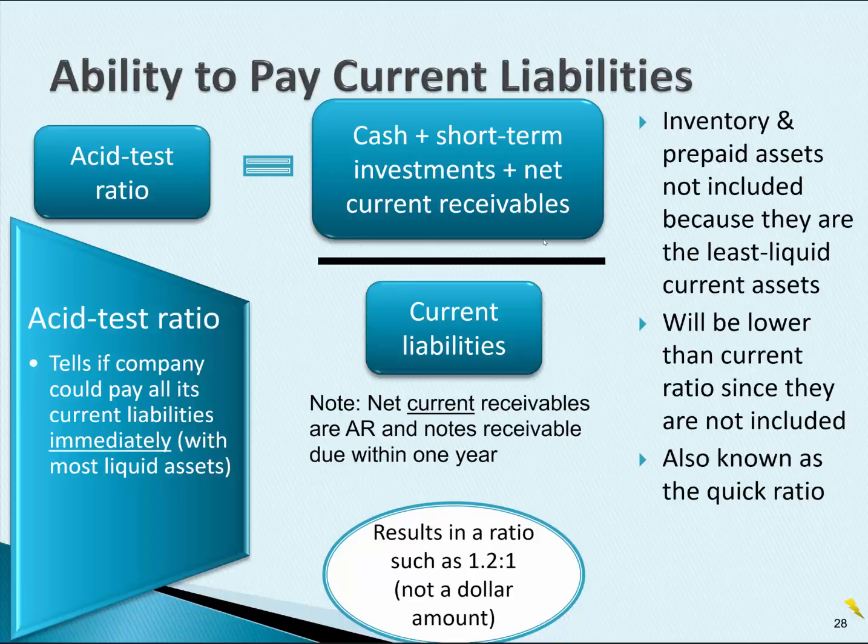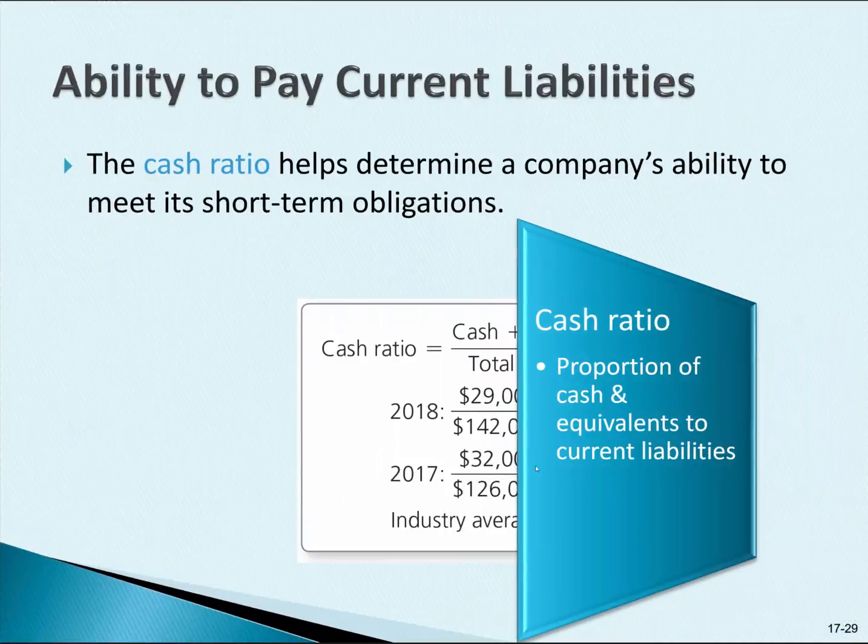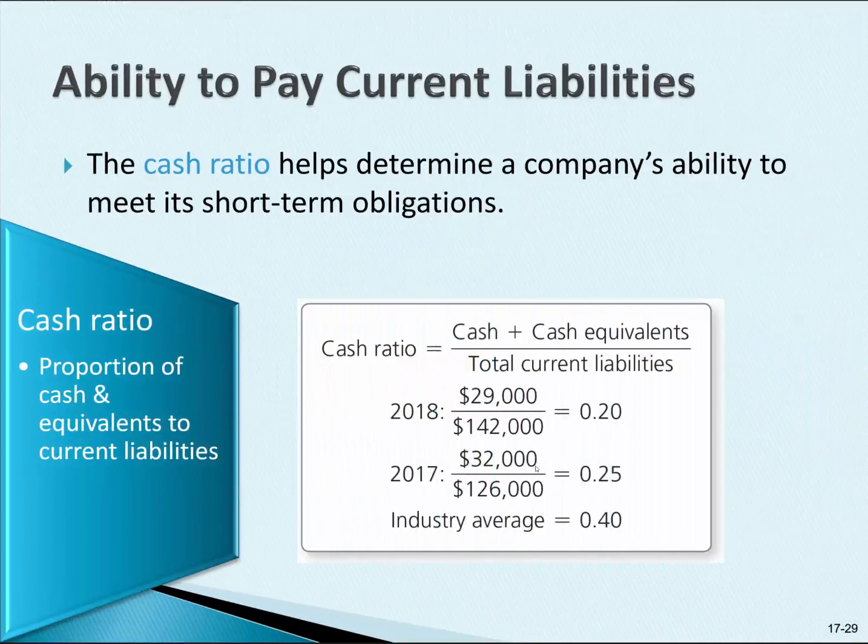But also notice this acid test ratio includes net current receivables, which are AR and notes receivable due within 1 year. So even using those to quickly pay off your current liabilities is not super realistic. You can sell your current receivables and notes receivable. So this next ratio is an even more realistic way to measure a company's ability to pay its current liabilities. It's called the cash ratio.